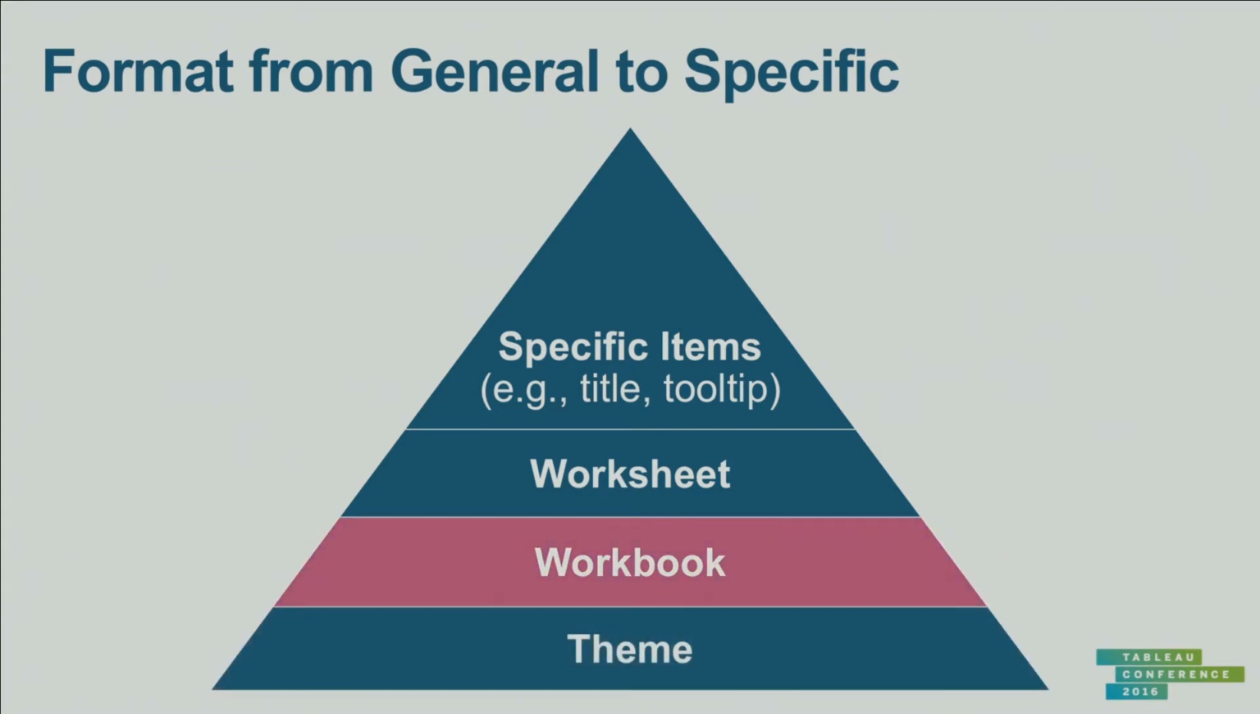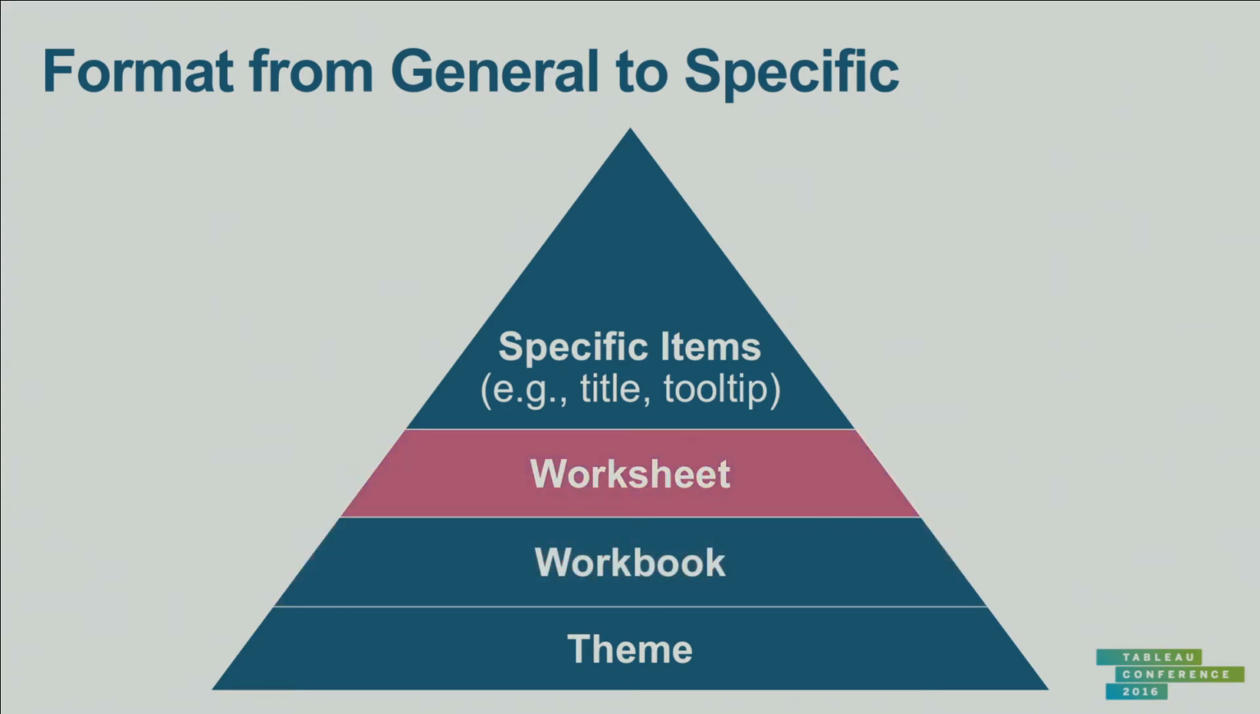These are changes that you can make across your entire workbook to make it seem more consistent and cohesive. The next level is worksheet formatting. This is if you want to make specific tweaks to just one sheet for one visualization. So that way you can personalize each sheet if you want to. And then on top of that is the specific items level. This level is if you want to make small tweaks to just titles or tooltips, so just specific items.